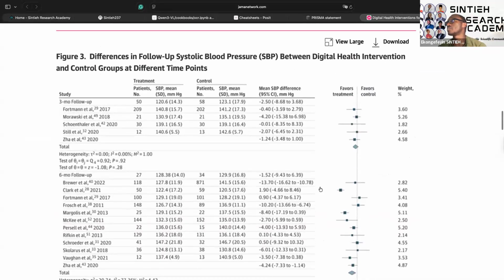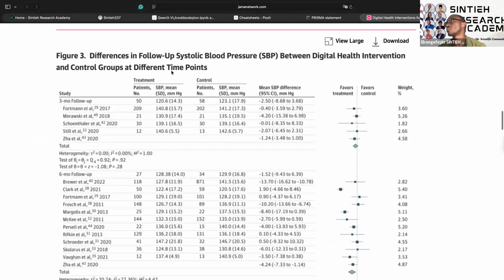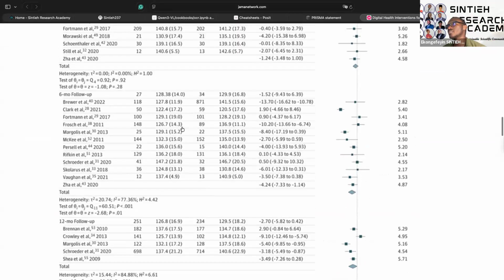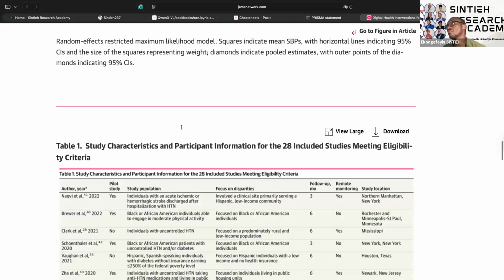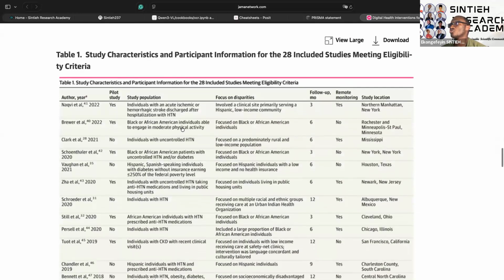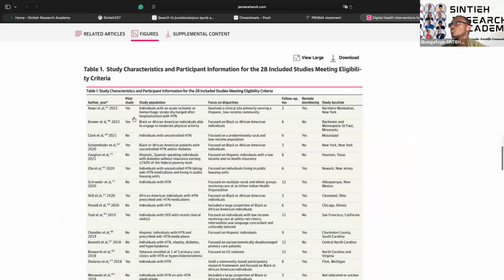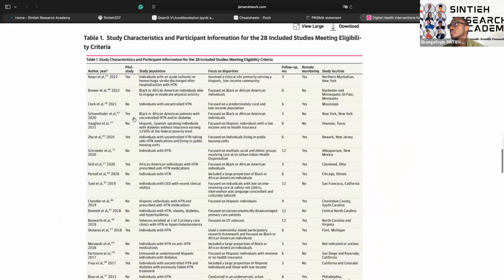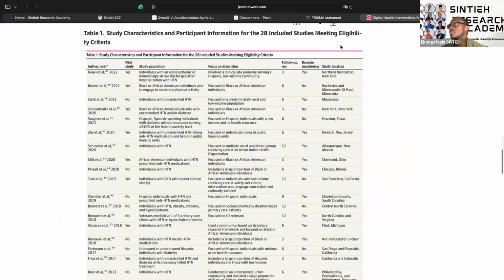The same thing, this is another example, but this now looks at a different time point and it still says the same thing. So you have it. And then what I wanted to show you guys now is table one, which is the study characteristics. So you see that this is the first part of the extraction sheet that we were looking at. So author and year, was the study a pilot study or not?